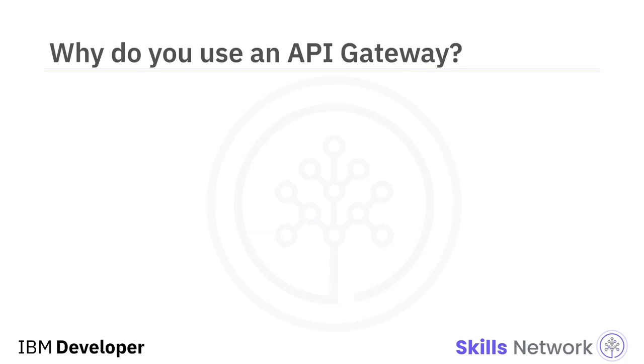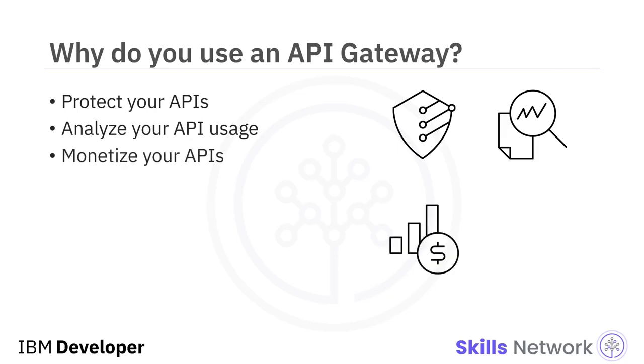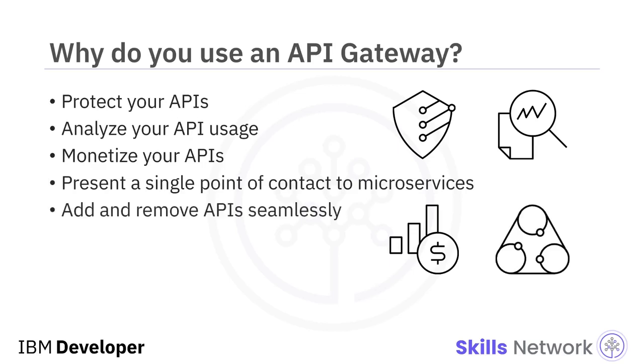So, why do you use an API gateway? An API gateway can help you to protect your APIs from malicious usage or overuse. Thus, you can use an authentication service with rate limiting. It also helps to understand how your APIs are used using an analytics and monitoring service. In addition, you can monetize your APIs using a billing system. A gateway also presents a single point of contact to your various microservices and provides a single response to a request. Finally, you can seamlessly add or remove APIs without the client's knowledge about the services running at the back end.